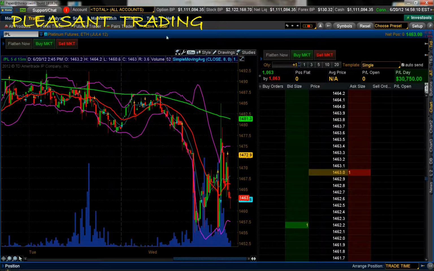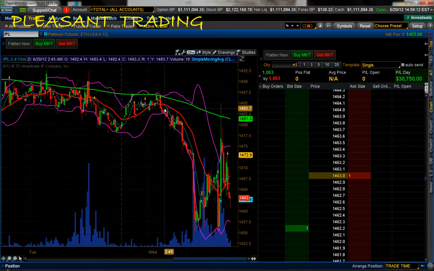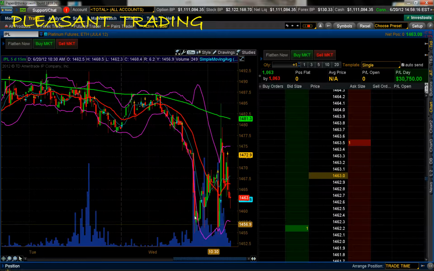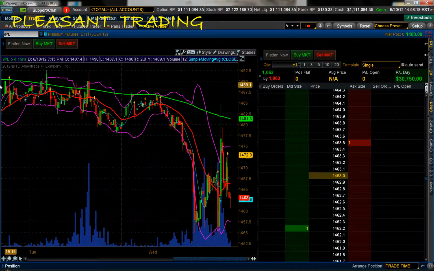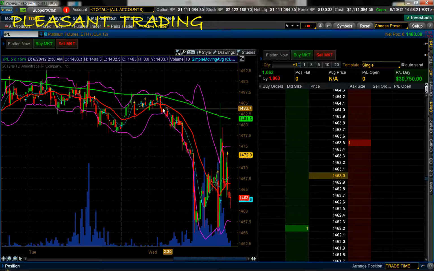So if you look at platinum here, where it dropped down drastically and then pulled back and then made this double bottom. Pretty much, I anticipated that because of the sideways move that it was doing. I used a lot of contracts, a lot of leverage today.